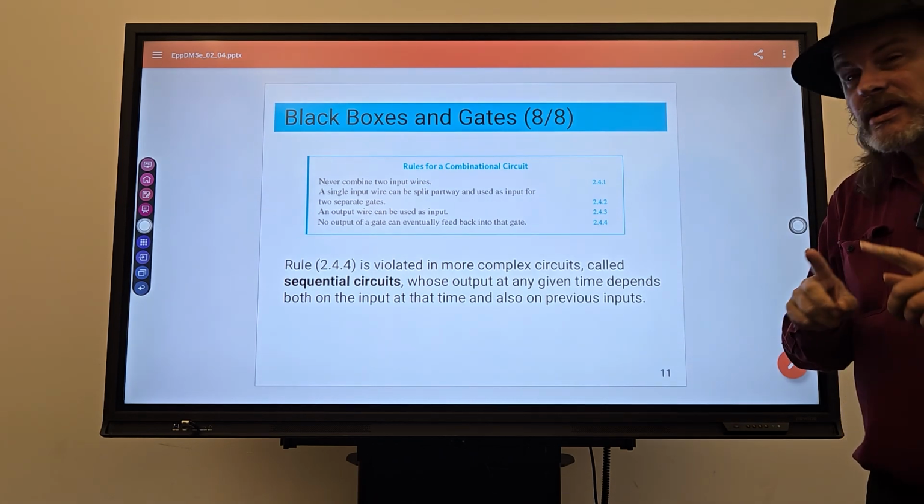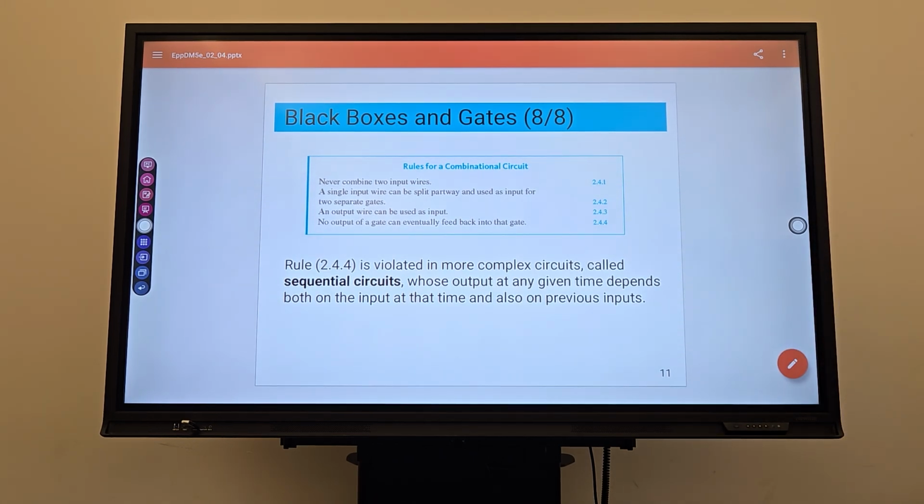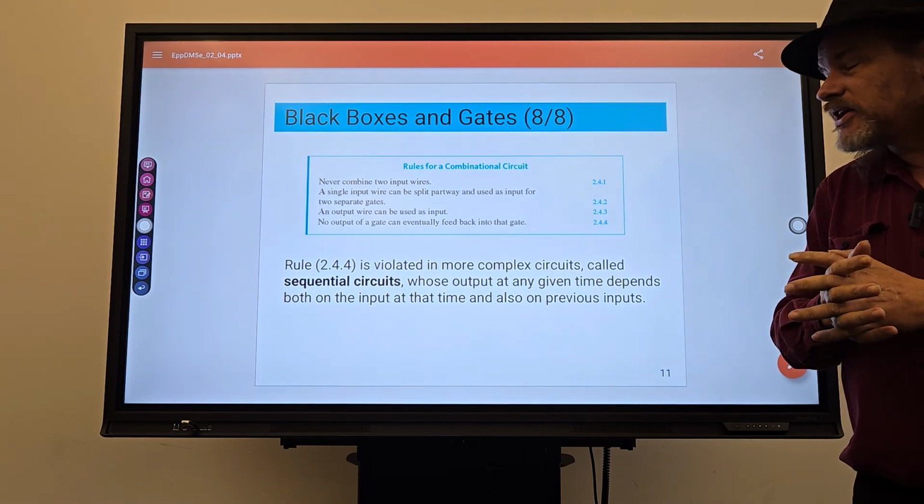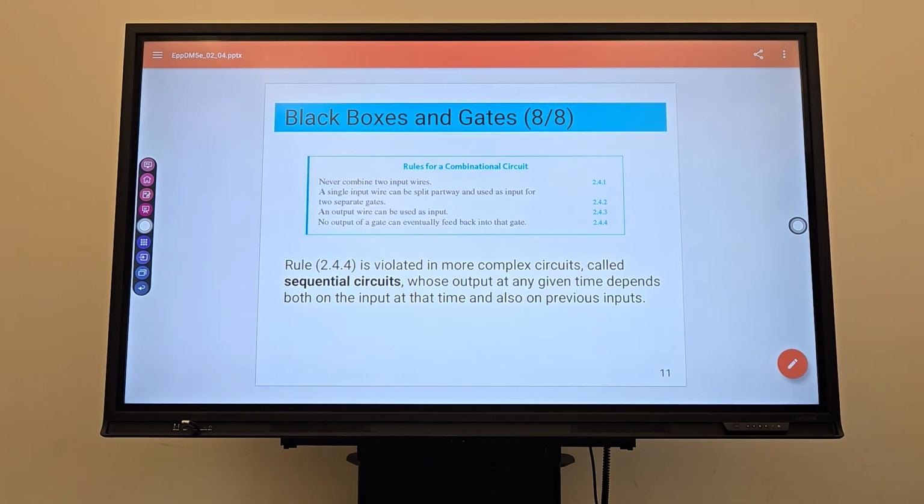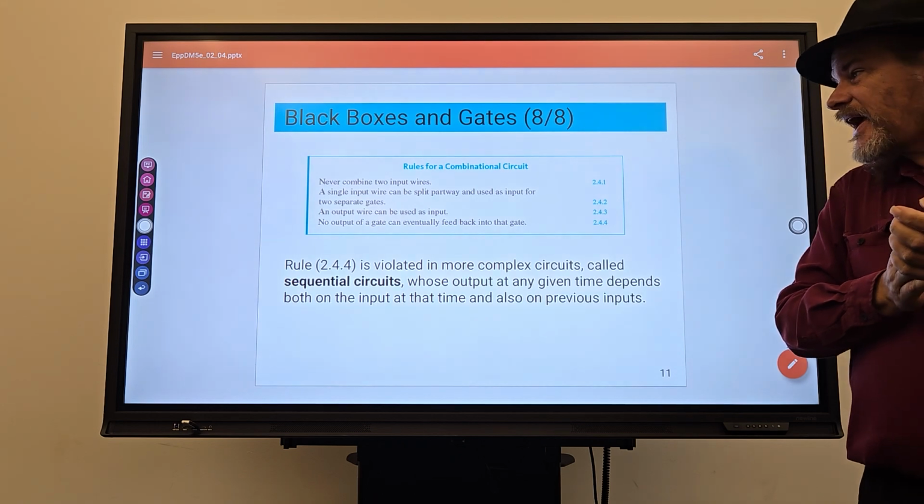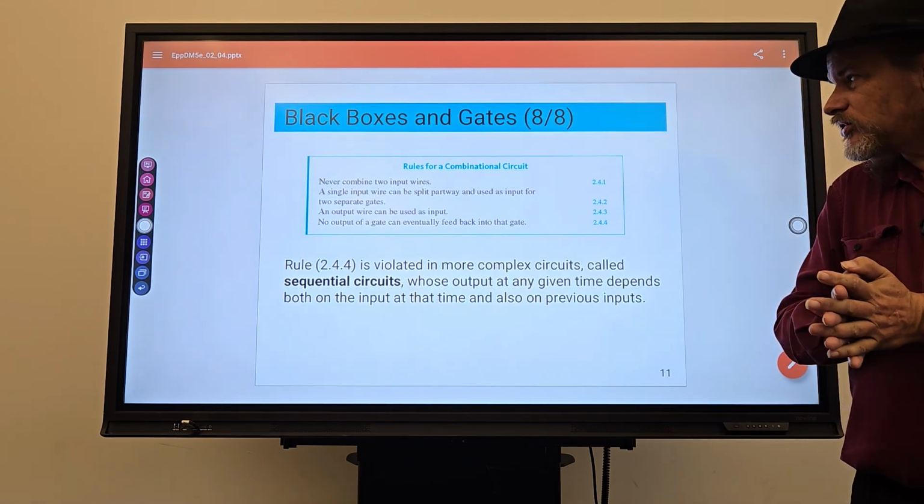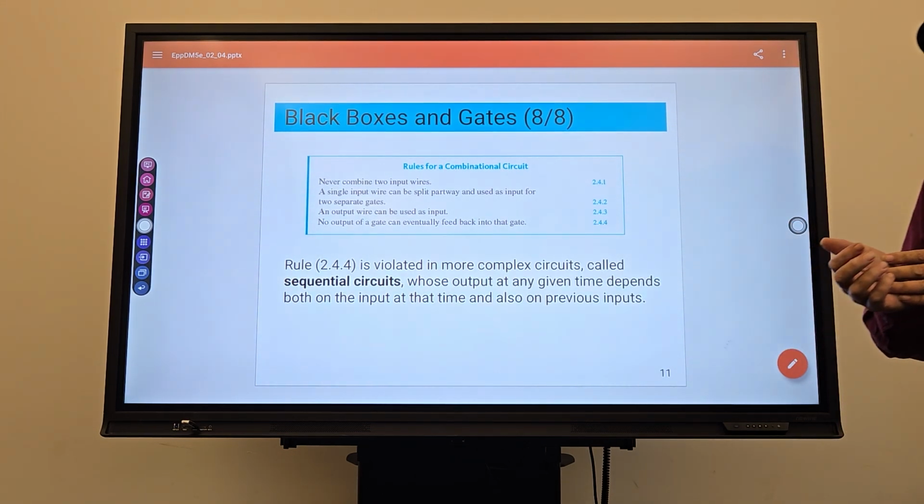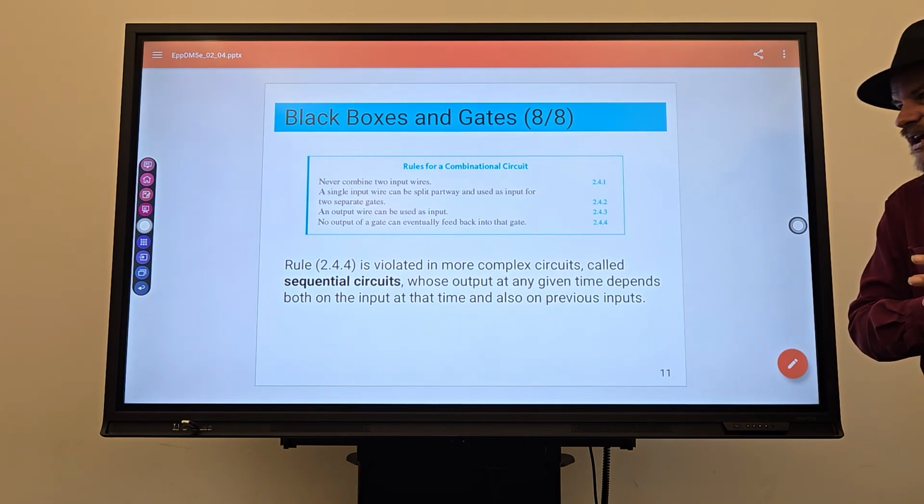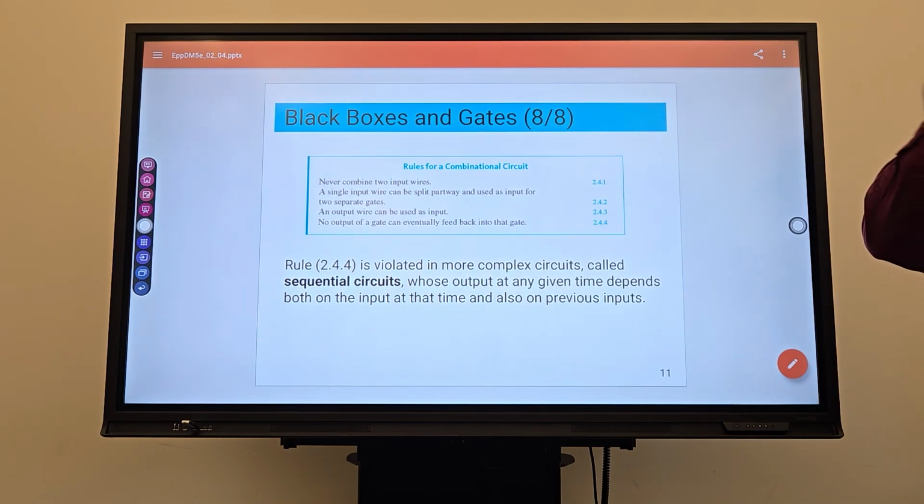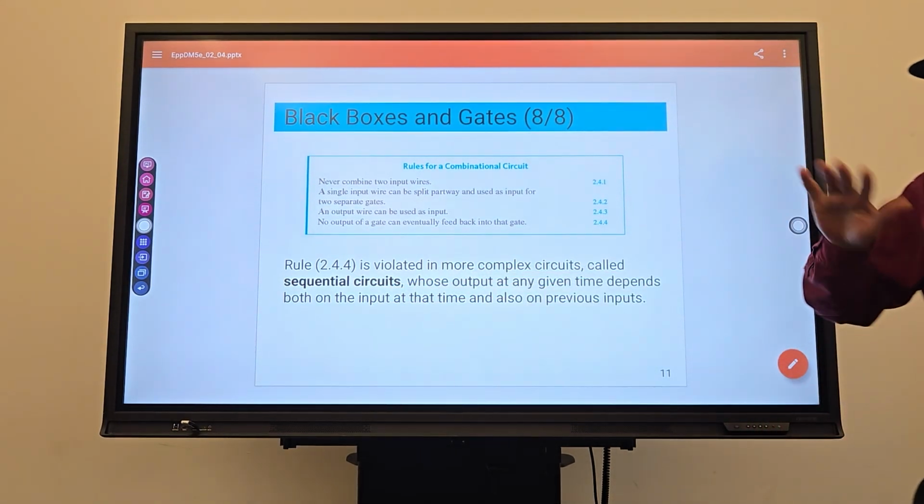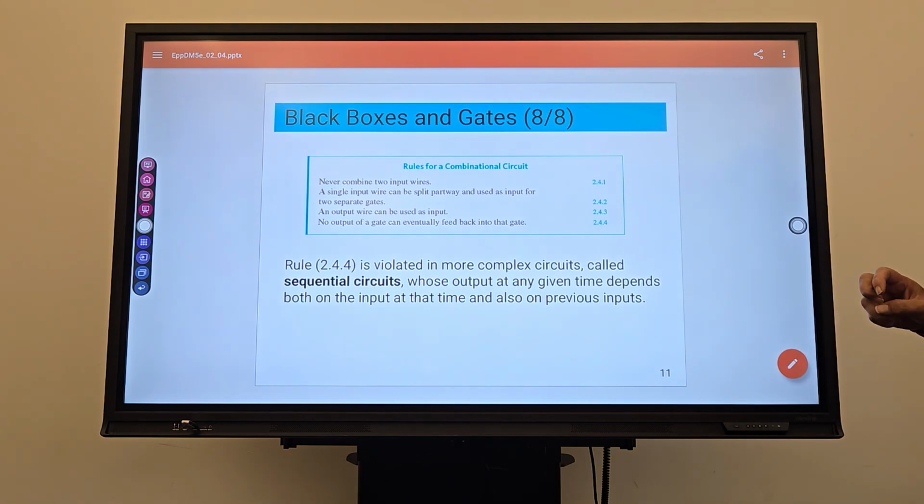A single input wire can be split and go to two different inputs of two different gates, or two inputs of the same gate. An output wire can go to an input of another gate. And for combinational circuits, no output of a gate can eventually feed back into that gate. No looping back. That is done in sequential circuits, which are beyond the scope of this class. So we won't go into that.